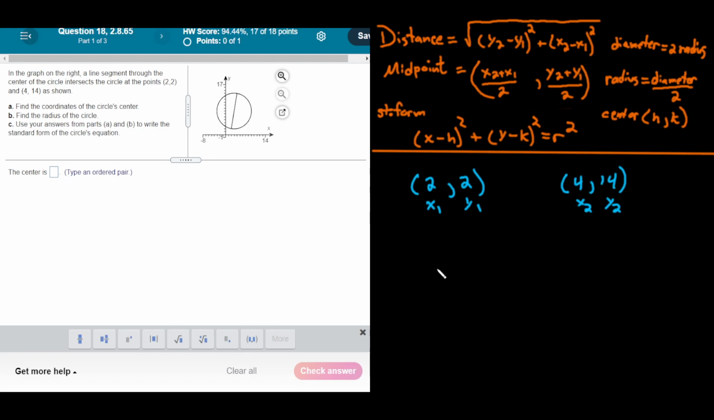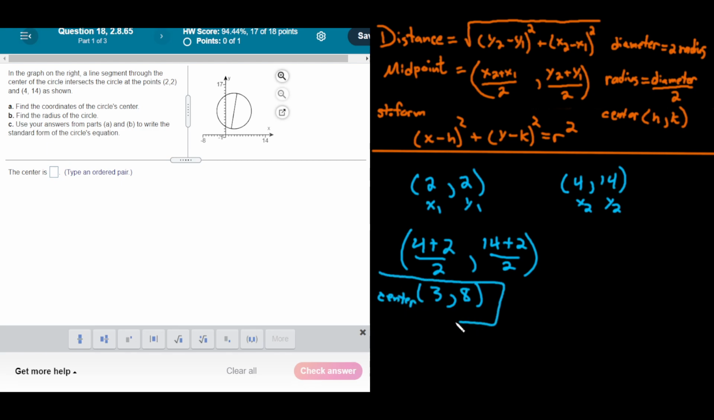So midpoint formula: add the x's, divide by 2. Add the y's and divide by 2. Easy enough. 4 plus 2 is 6. 6 divided by 2 is 3. 14 plus 2 is 16. 16 divided by 2 is 8. This is our center. So we got the center. Yay! Let's go ahead and put a box around the center.